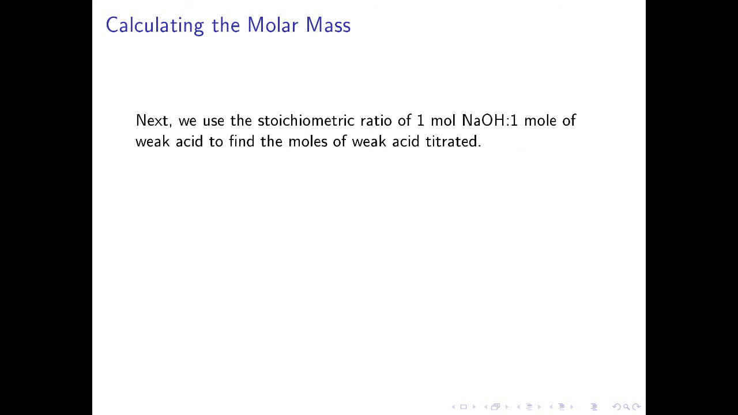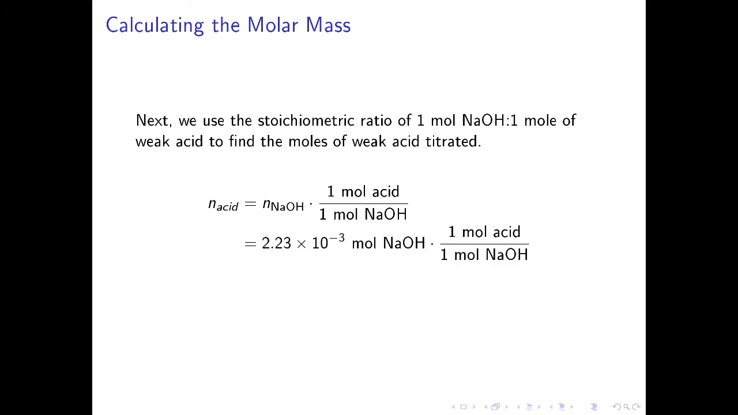Next, we use the stoichiometric ratio of 1 mole of sodium hydroxide reacting with 1 mole of weak acid to find the moles of weak acid that were titrated. From this, the number of moles of acid is equal to the number of moles of sodium hydroxide times the ratio of 1 mole of acid to 1 mole of sodium hydroxide. Using our values, we find this to be equal to 2.23 times 10 to the negative 3 moles of sodium hydroxide times 1 mole of acid per 1 mole of sodium hydroxide. This gives 2.23 times 10 to the negative 3 moles of acid titrated.